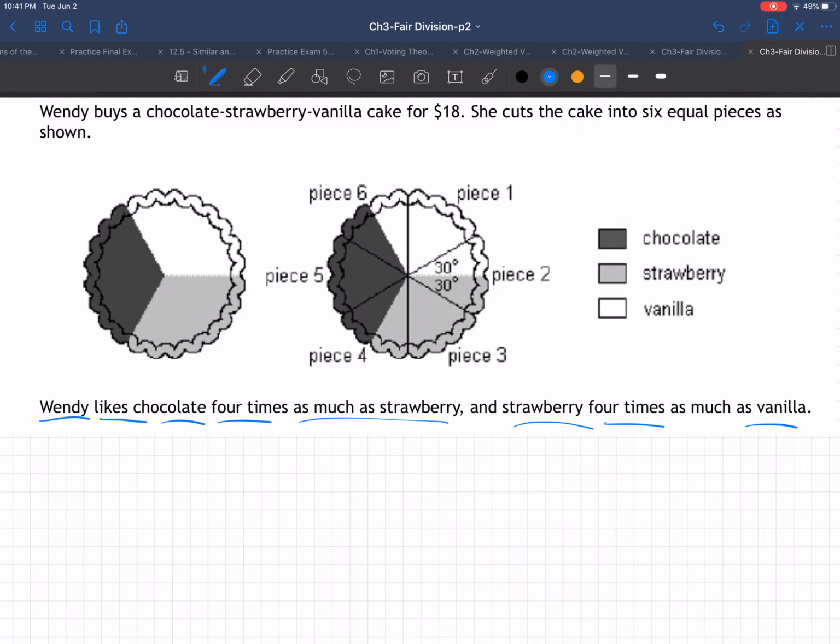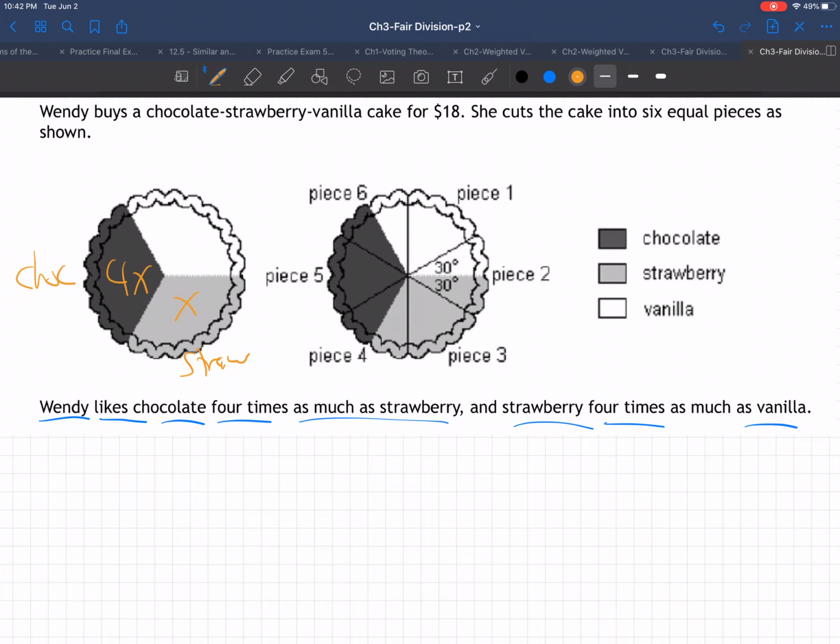So we know what to do, right? We go chocolate is 4x. Let me change my color there. Chocolate is 4x, 4 times strawberry. So strawberry is x. We've done that in the past. No big surprise there. Chocolate is 4 times strawberry. That's good so far because this is the chocolate, this is the strawberry.